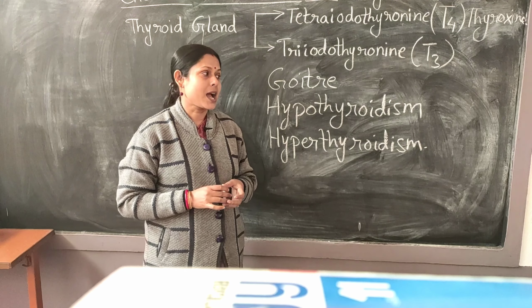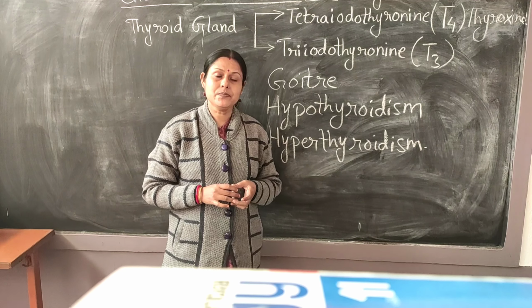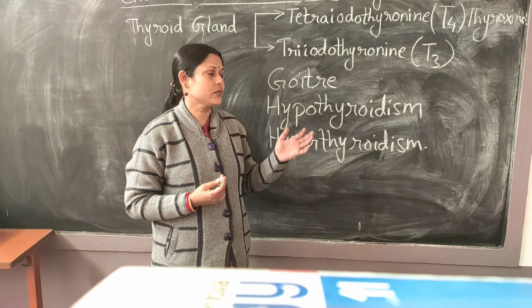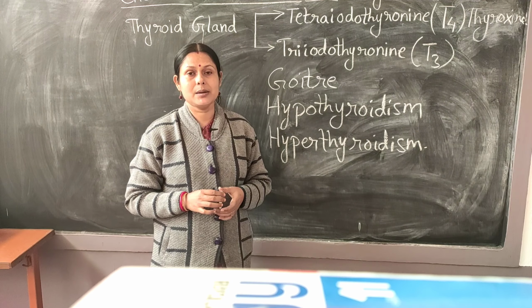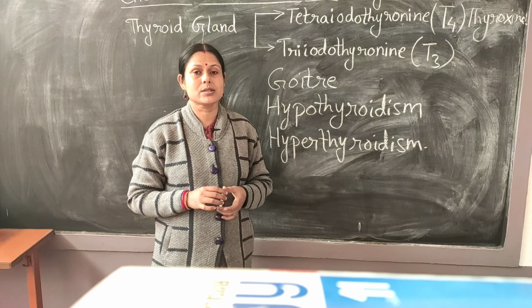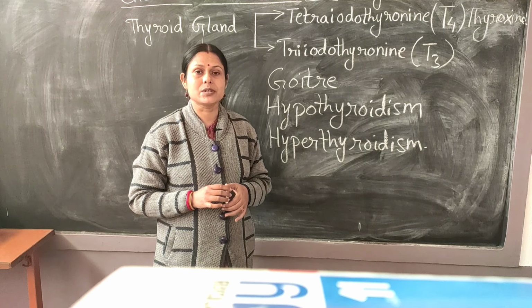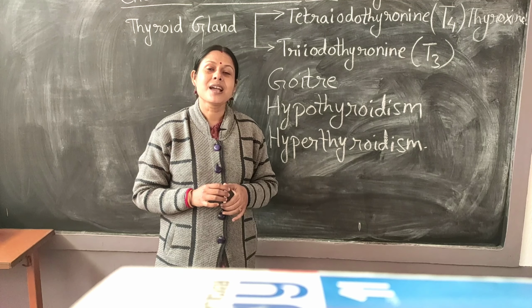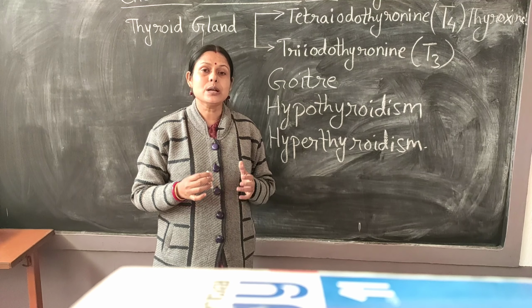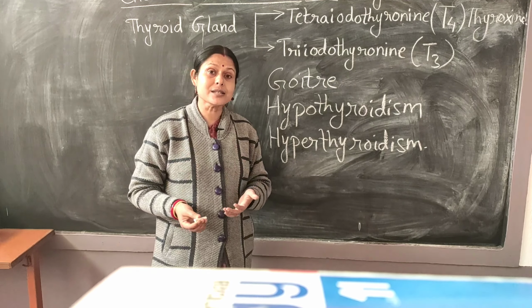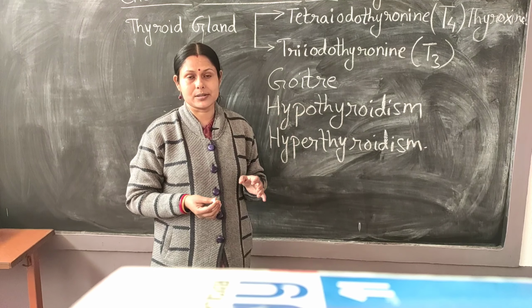And if it happens to smaller children, whose mother during pregnancy was suffering from hypothyroidism, then they suffer from a problem which is called cretinism. And goiter, as I have told you, is because of the deficiency of iodine in the blood, and that results in less secretion of the hormones secreted by the thyroid gland, resulting in hypothyroidism.